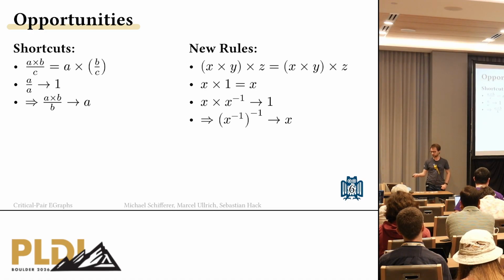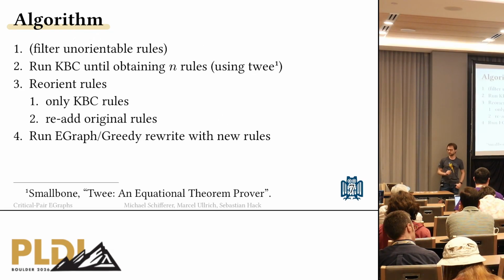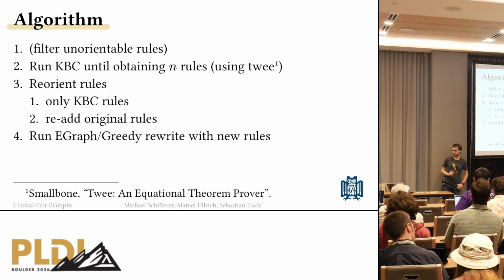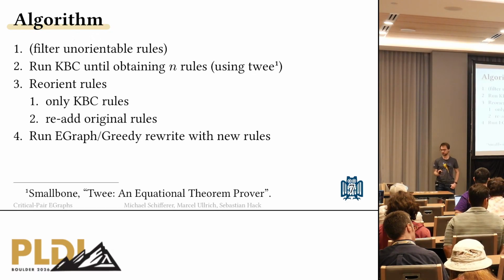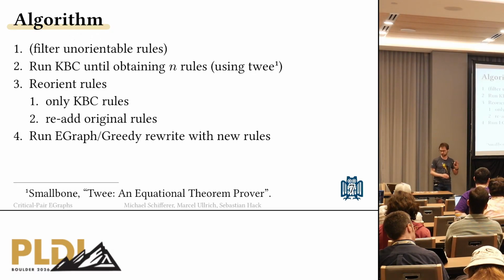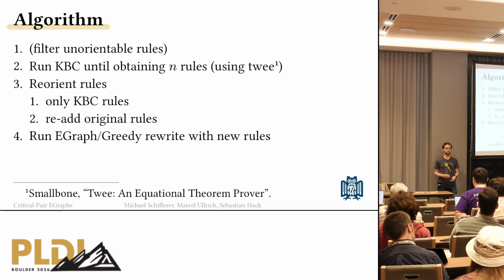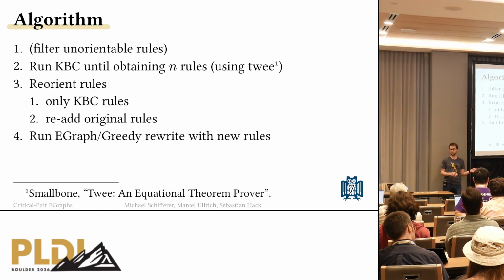Given that, let's look how we do it. So we have a relatively simple algorithm. First of all, we first run Knuth-Bendix completion. Here it's step 2. I will talk about step 1 shortly. So we run Knuth-Bendix completion using the tree equational theorem prover to obtain a few critical pairs and the resulting rules. And until we have obtained n rules, n could be 100.